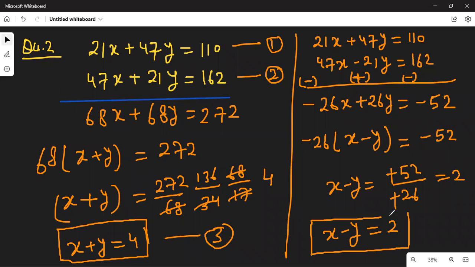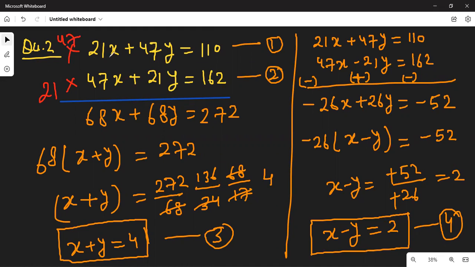Wow, let us name this equation number 4. Now you can look at this, how easy it is to solve these two equations than solving the original one. When we do it by elimination, otherwise we need to multiply this equation by 47, this by 21, and then eliminate x. Well, that is a little bit of extra calculation, so we avoided that.